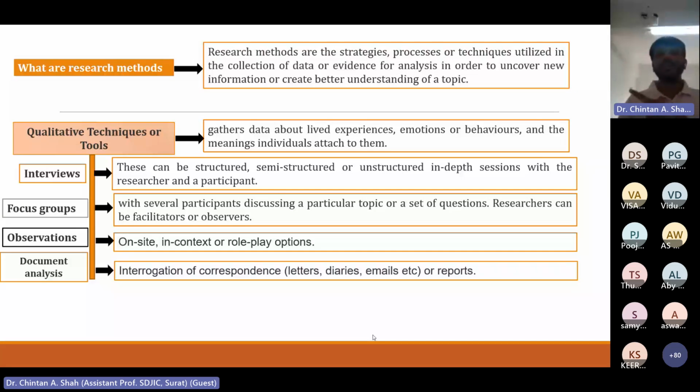You can go through a facilitator or through observation, you can focus on a particular case. Focus group study. Then the observation method that we have. Fine, with an OTT platform available, focus group: they try to focus on this. Big Boss is the best example of a focus group. Or any other thing, like student focus. You can identify selective students and do the research on them, and document analysis through correspondence, letters, diaries, emails, and reports.